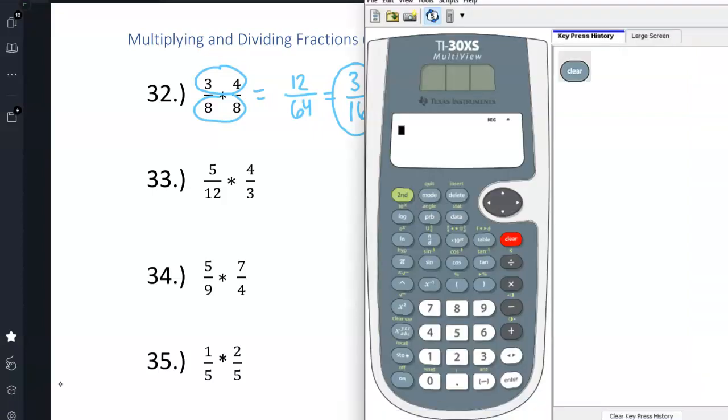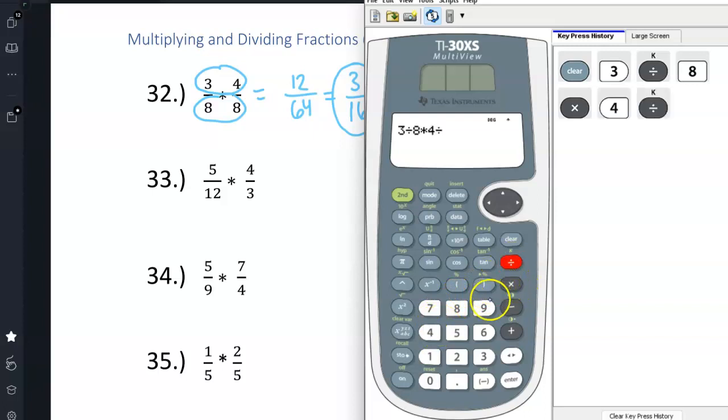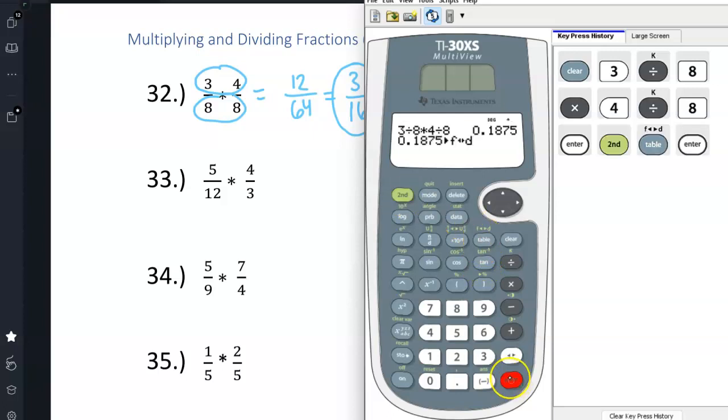So I have 3/8 times 4/8. Press enter, and then second, convert that to a fraction, and I get 3/16. And once again, if you feel more comfortable putting parentheses around your fraction, I definitely encourage that. So I'm going to move on to number 34.